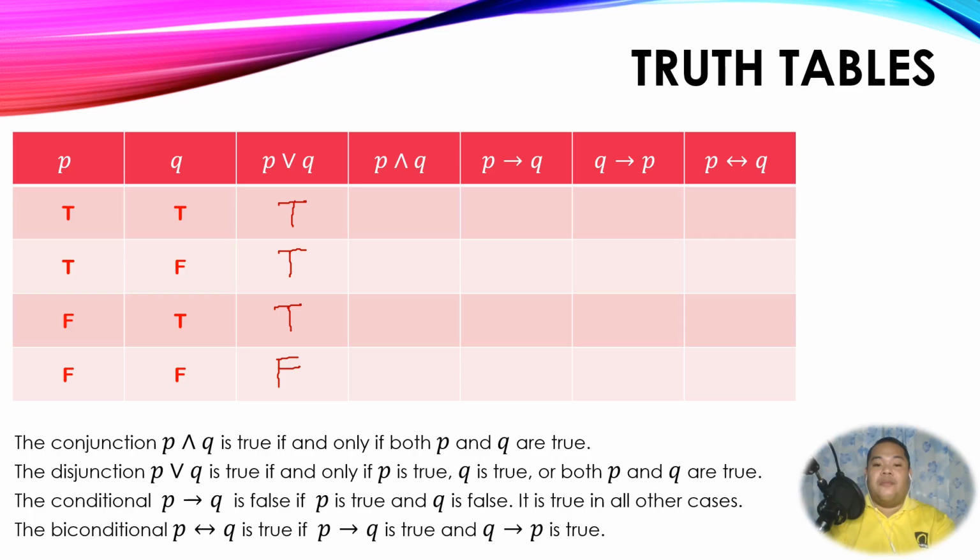For the next column, P and Q. For and, remember that both must be true in order for it to be true. T and T. T and F. F and T. F and F.